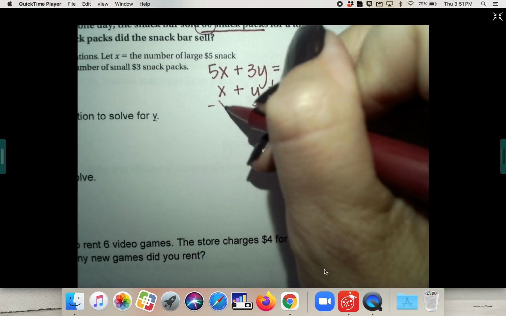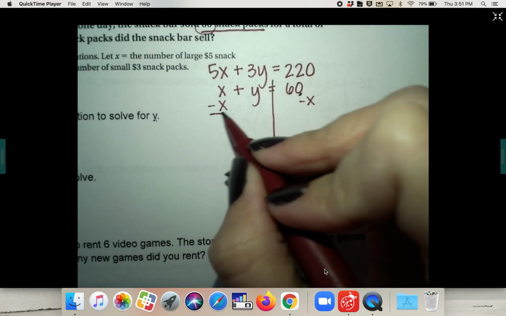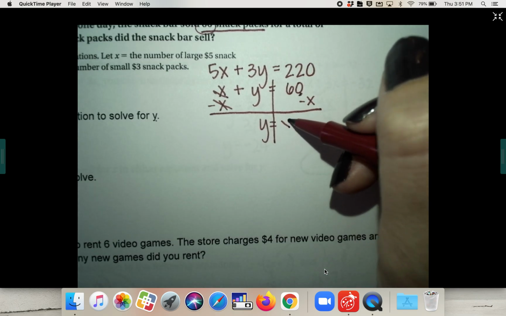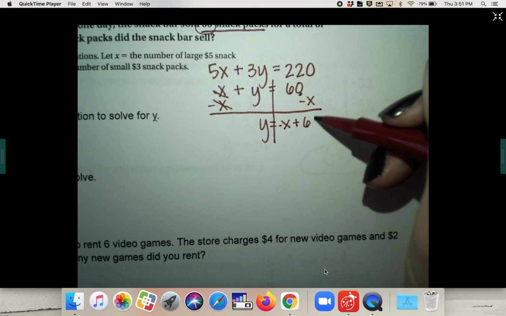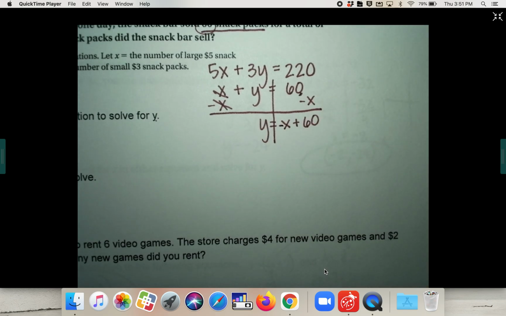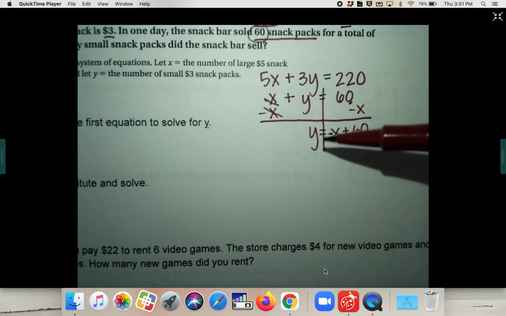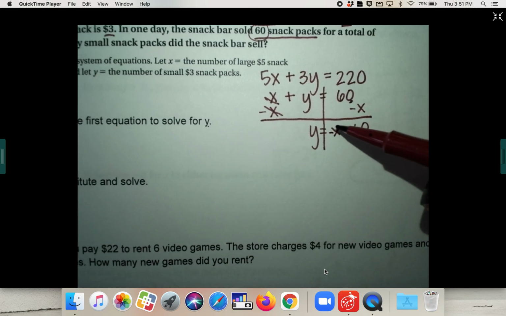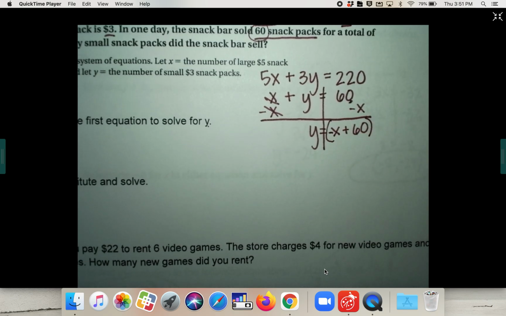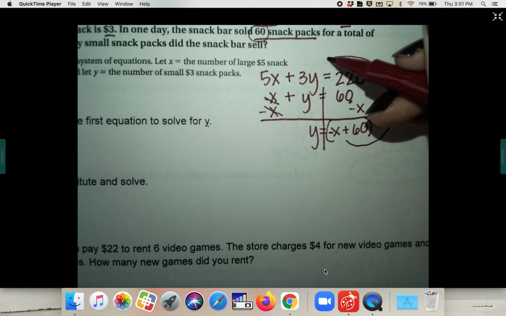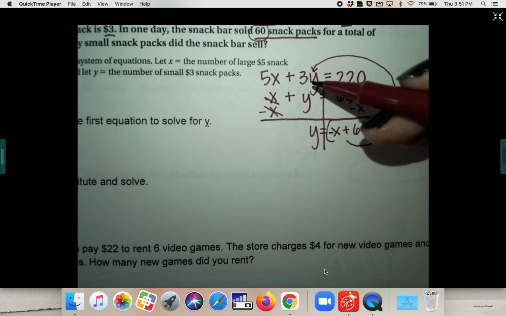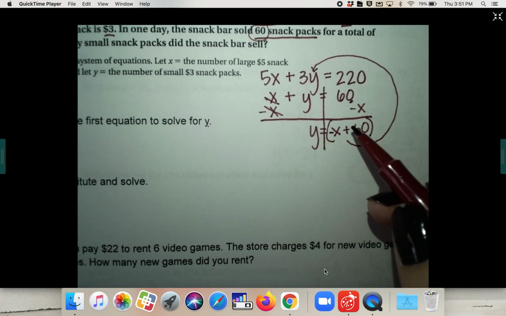So you would minus x from both sides. Negative x plus 60, because I subtracted x. So negative x plus 60. So now that we have one variable by itself, rearranged, we can grab what it tells us that y is, and we can go up here and plug it in for this y. So instead of y, I don't want you guys to see y anymore in this equation, because y equals this.